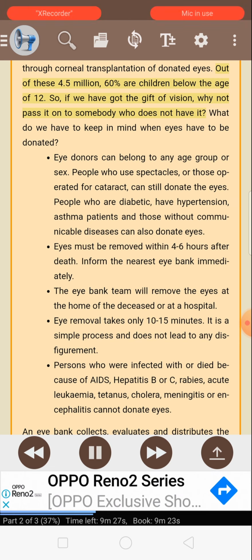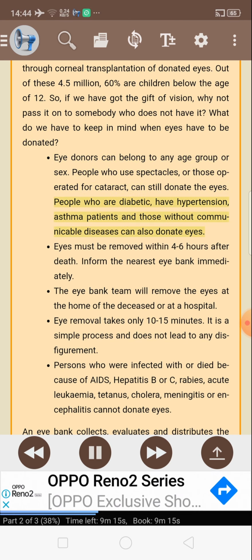So, if we have got the gift of vision, why not pass it on to somebody who does not have it? What do we have to keep in mind when eyes have to be donated? Eye donors can belong to any age group or sex. People who use spectacles or those operated for cataract can still donate the eyes. People who are diabetic, have hypertension, asthma patients and those without communicable diseases can also donate eyes.